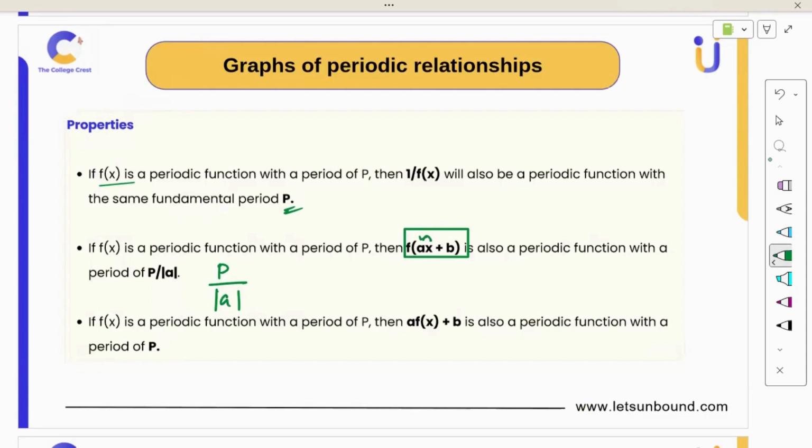Again, if f of x is periodic with period p, then a times f of x plus p is also periodic and the period will not change, it's the same p. Right? So these are some relationships. You can pause the video and observe this once.